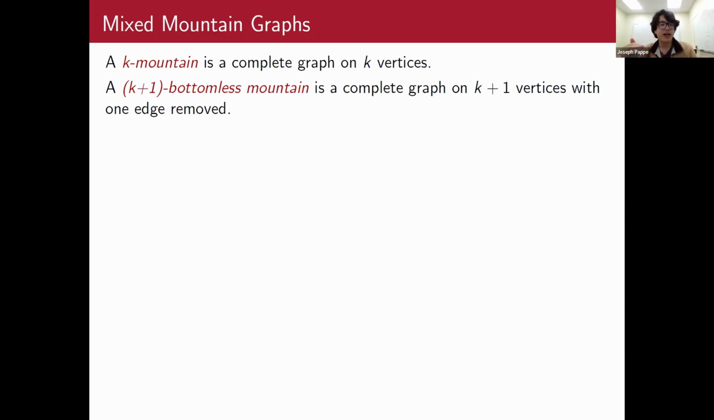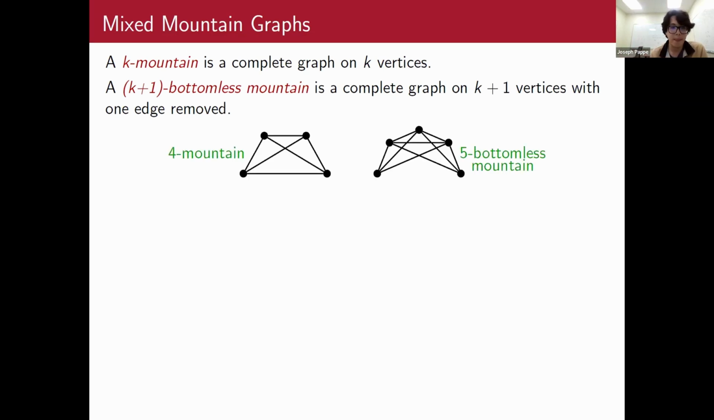We also found a new family of graphs outside of these natural unit interval graphs that have a symmetric CQF. And these are called mixed mountain graphs. So for us, a K mountain is going to be a complete graph on K vertices. And then a K plus 1 bottomless mountain is going to be a complete graph on K plus 1 vertices with one edge removed. So for instance, this is a 4 mountain, which is really just K4. And then a 5 bottomless mountain is just K5 with one edge removed.